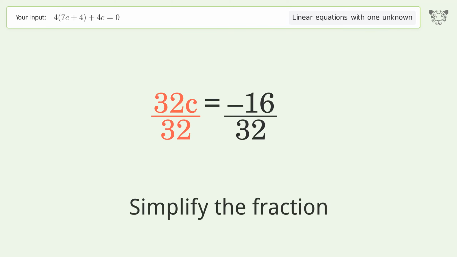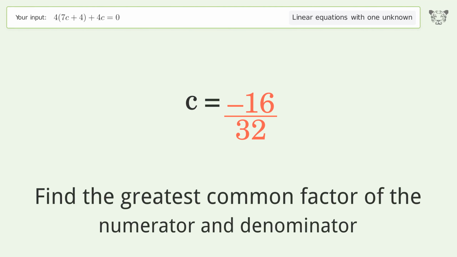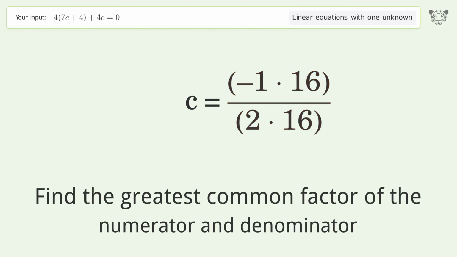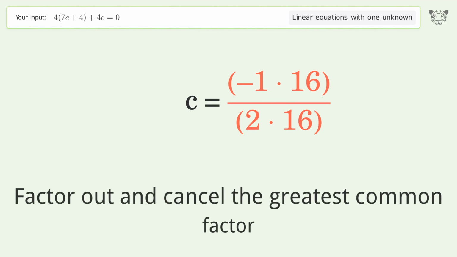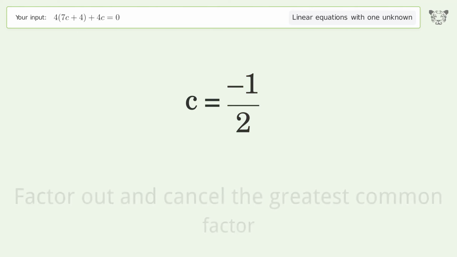Simplify the fraction. Find the greatest common factor of the numerator and denominator. Factor out and cancel the greatest common factor. And so the final result is c equals -1/2.